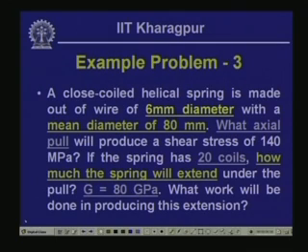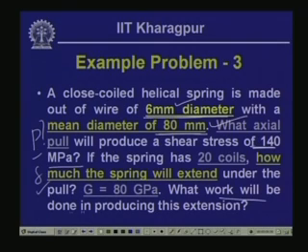Now, we have another example where it says that a closed coiled helical spring is made out of wire of 6 millimeter diameter with a mean diameter of 80 millimeter. Now, what axial pull will produce a shear stress of 140 megapascal? So, you will have to find out what axial pull, that means the value of P, can be applied. If the spring has 20 coils or 20 turns, then how much will the spring extend under this pull? That means you will have to find out the deformation delta, and what work will be done in producing this extension. The value of shear modulus G is given as 80 gigapascal.